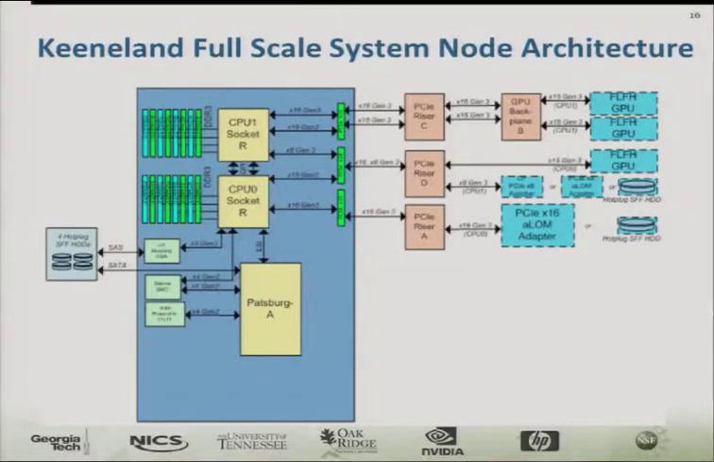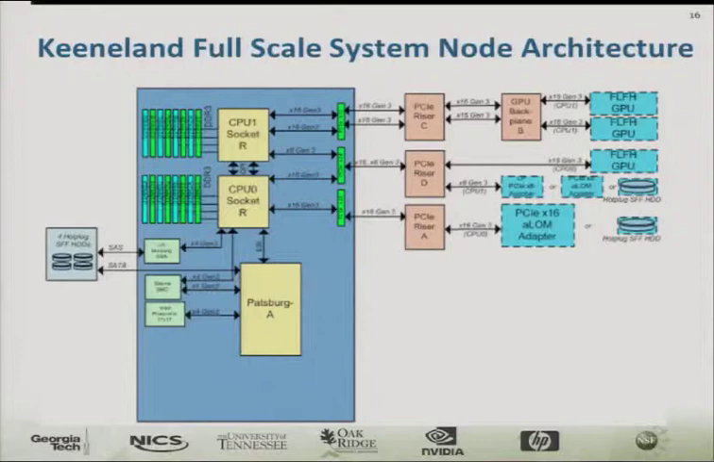You take 264 of these and put them together. It turns out to be about 13 racks, and connect them together with an FDR InfiniBand interconnect, and you've got yourself 615 teraflops in that small floor space.